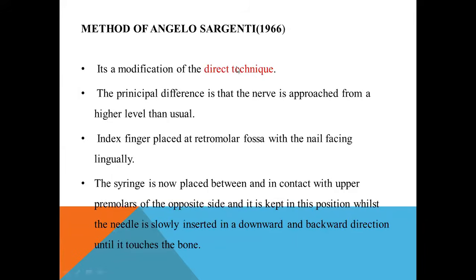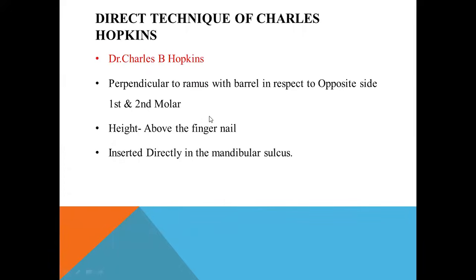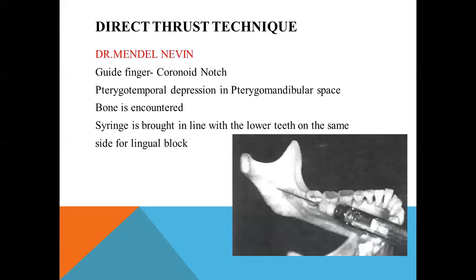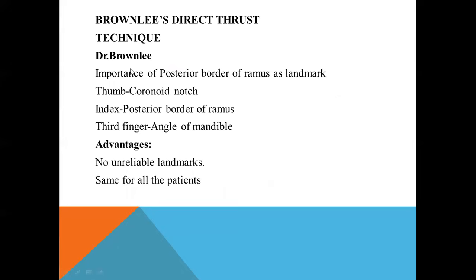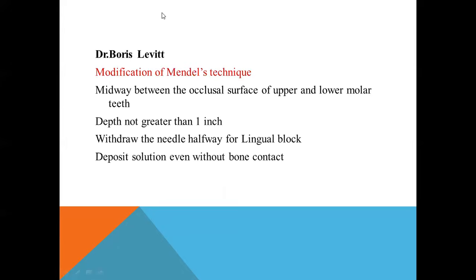Coming to the Angelino Sargentini technique given in the year 1966 as a modification of the direct technique, it's similar to the indirect technique modification, where you deposit the solution at a higher level than usual. There is another technique called the direct technique of Charles Hopkins. In this one, you advance a needle from the opposite side between the second and first molar, similar to the standard technique, but they are given a few names. Direct thrust technique given by Mendel and Levin, and there is another direct thrust technique called Brownlee's technique. And the modification of the Mendel technique is called the Boris and Levitt technique.